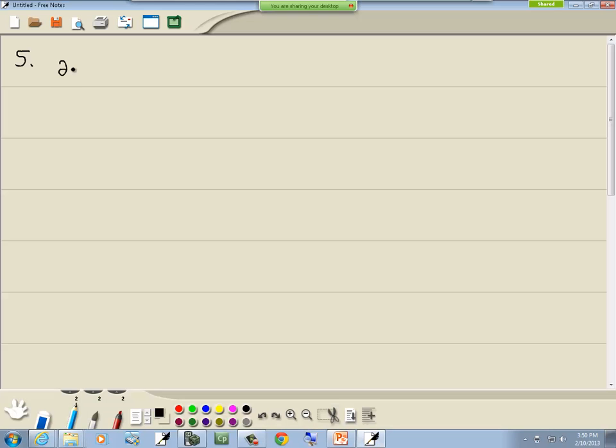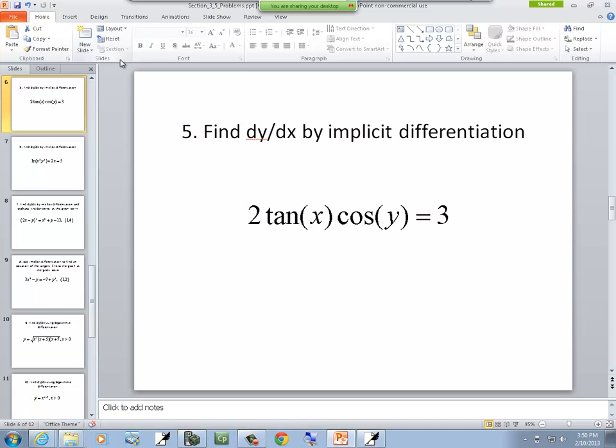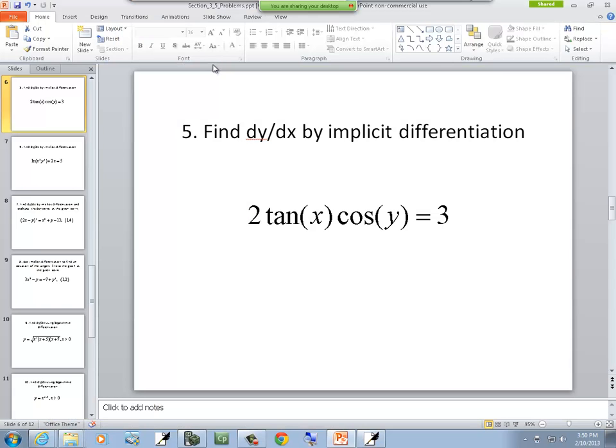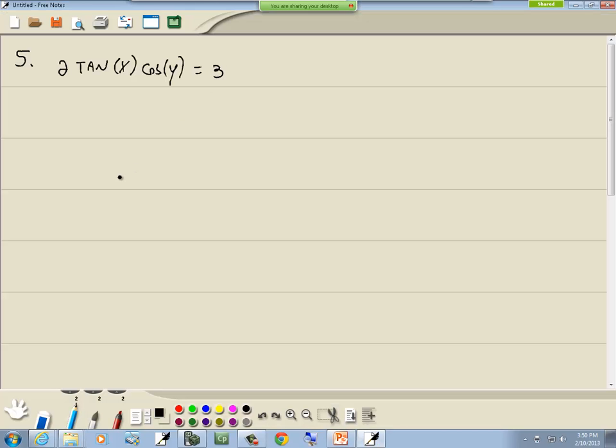Got 2 tangent x cosine y is equal to 3. And we want to find the derivative of everything where it's sitting. Now when I say everything, notice how there's no pluses or minuses on anything on the left side here. This is considered one grouping. So we're going to take the derivative of it with respect to x.